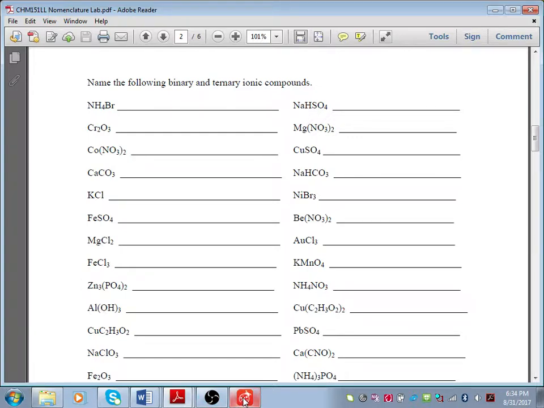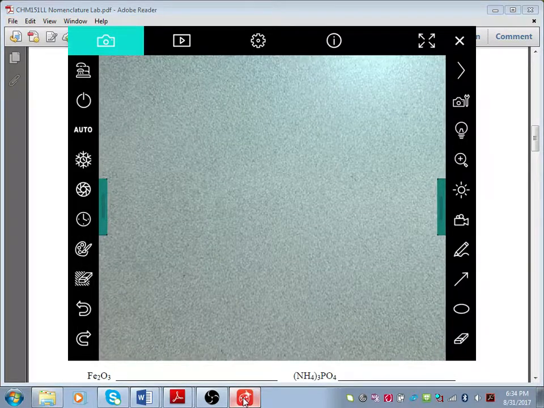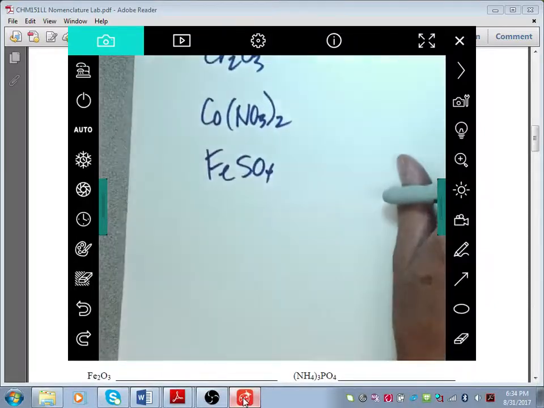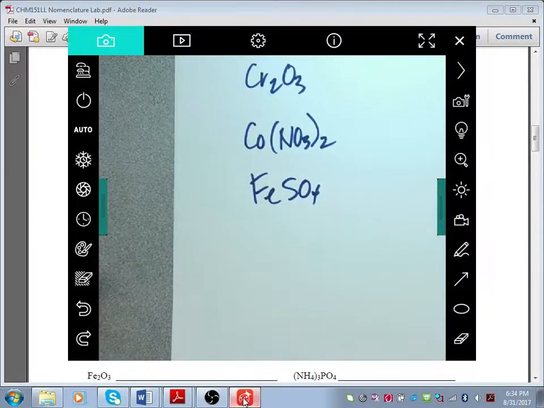I'm going to write a couple of these on my sheet here so that we can practice them. I don't have to flip back and forth. All right, so we'll do... Okay, I'm going to do 3, and then I'm going to turn you loose so that you guys can practice this particular skill. So binary, remember, what is the suffix of a binary compound? IDE. Ternary compounds always end in ate or ite, depending on the polyatomic ion involved.